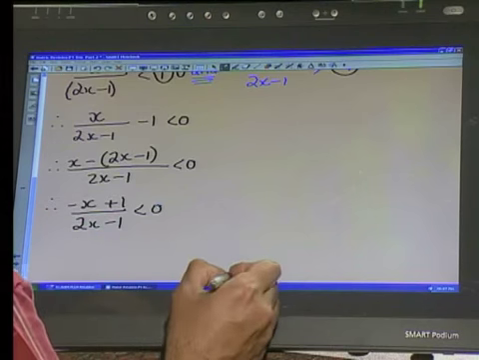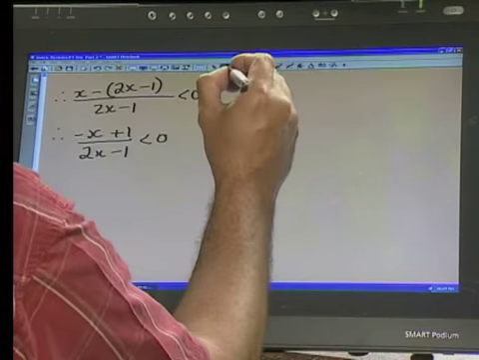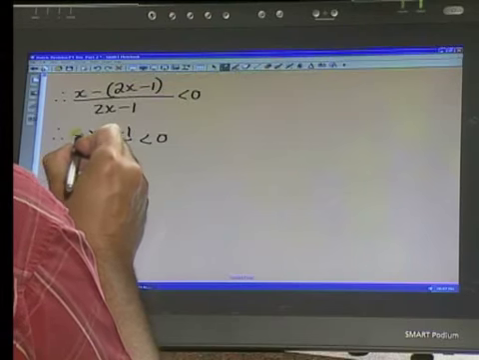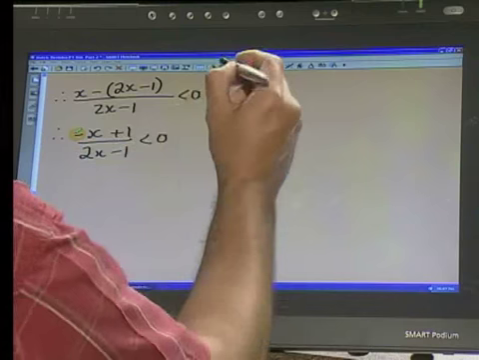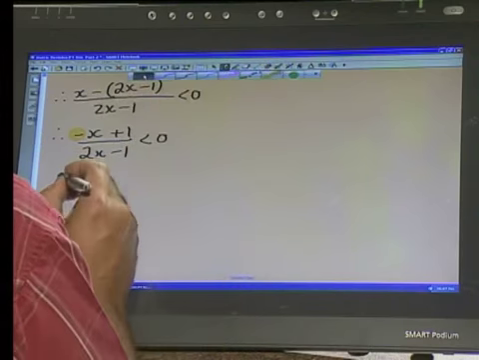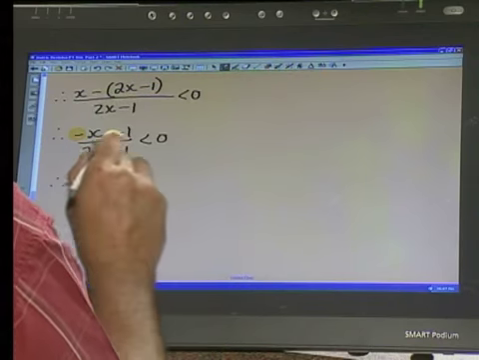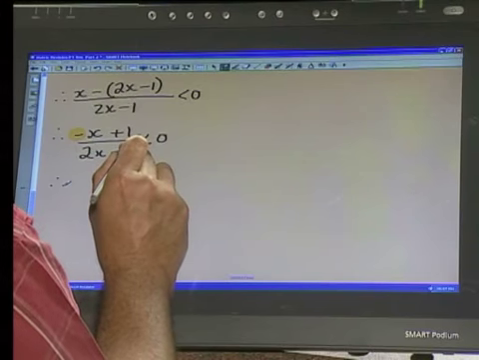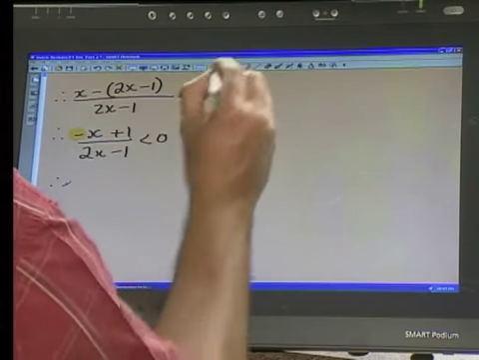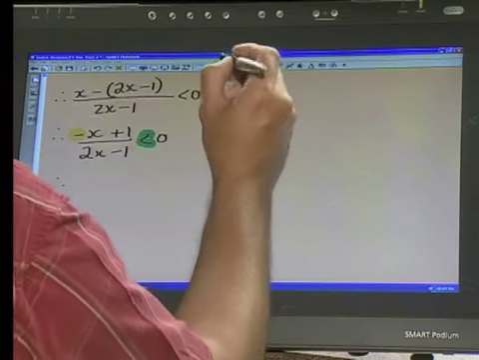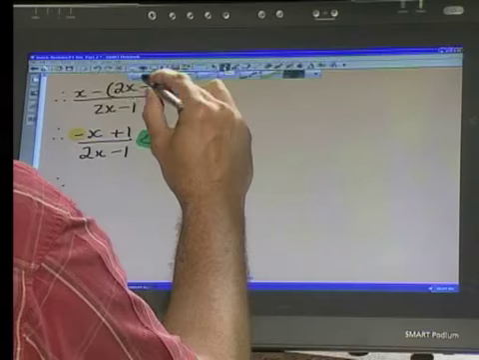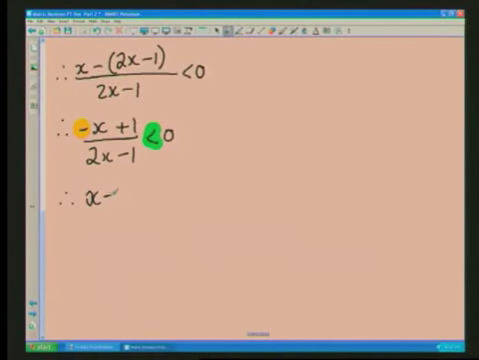Okay, now I don't like this, and I don't think you like this as well. We don't like this negative that lies in front of the x. You agree? Yeah. Okay, so we make it positive by multiplying throughout with a negative. And if we do that, the inequality sign is going to change its direction. Good stuff. So we get (x minus 1) over (2x minus 1) is then bigger than 0.